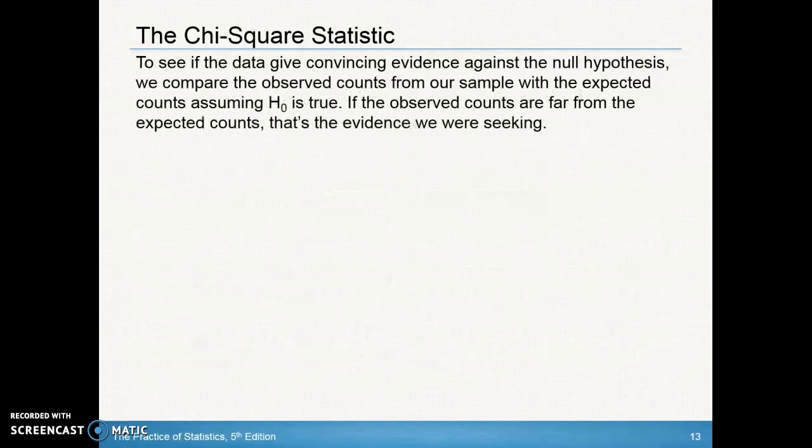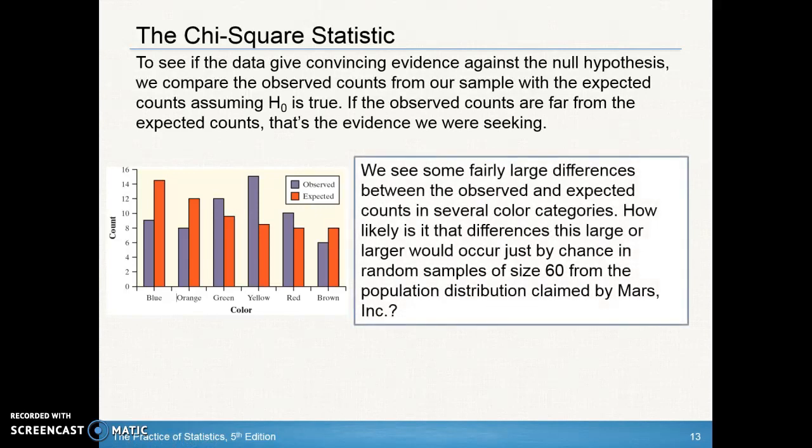So to see if the data gives convincing evidence against the null, we compare the observed counts from our sample with the expected counts, assuming the null is true. Notice there's our p-value. So we're assuming that the company is correct. We're assuming that the distributions are the same, and we're checking to see what did our data say? Did our data say that the observed and the expected are the same, or they're different? If the observed counts are far from the expected counts, then that's the evidence that we're looking for against the null.